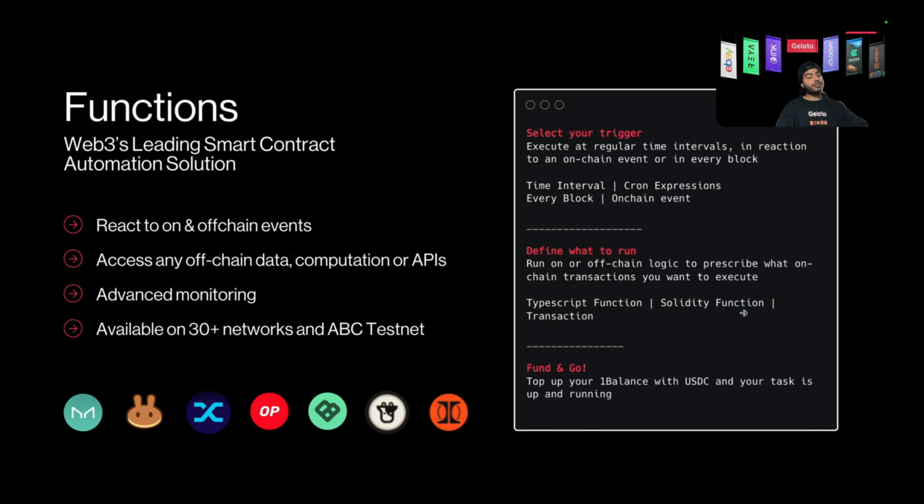All right. So what are Web3 functions? Web3 functions are Web3's leading smart contract automation solution, right? So what does this mean? Basically, you can react to on and off-chain events. You can access any off-chain data and computation or even APIs.